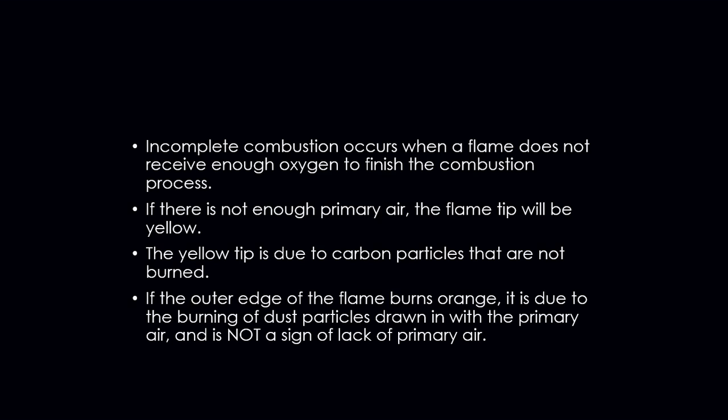Incomplete combustion is going to occur when the flame does not receive enough oxygen to finish the combustion process. And if there is not enough of that primary air, the tip of that flame is going to be a yellowish color. The yellow tip is due to carbon particles that are not burned off. The outer edge of that flame, if it's burning an orangey color, is due to the burning of dust particles that were drawn in with the primary air, and it is not a sign of lack of primary air. It's okay to see a little bit of an orange flicker occurring with your nice light blue flame. It's perfectly fine. But if you are seeing a steady yellowish flame coming out of it, that means you've got incomplete combustion and it needs to be fixed.